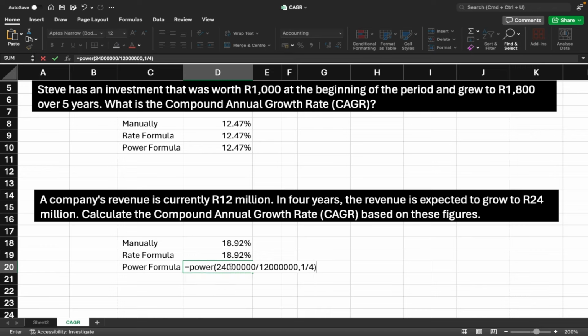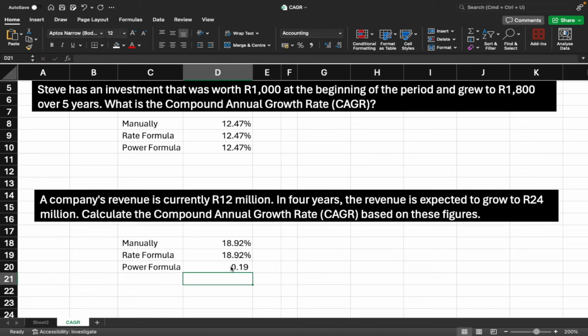And then I'm going to close my bracket and then deduct 1 and press enter. You can see the same thing. Put my percentage sign, and then I increase my decimal. I've got 18.92%.